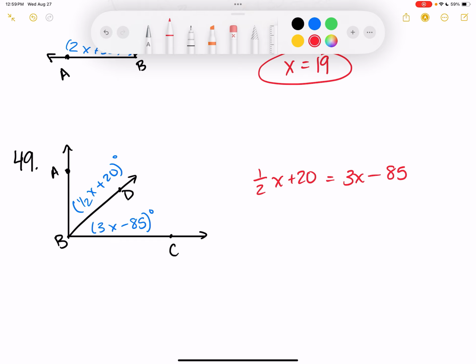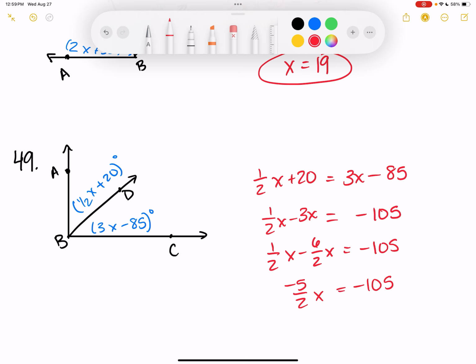All right, Jonathan, what'd you say I need to do? Subtract 20. So over here, that gives me negative 105. What about this 3x? Subtract that. So 1/2 x minus 3x. I would recommend you get a common denominator here, which would be what? So this would be 1/2 x minus 6/2 x equals negative 105. So I have negative 5/2 x equals negative 105. Now what do I do?